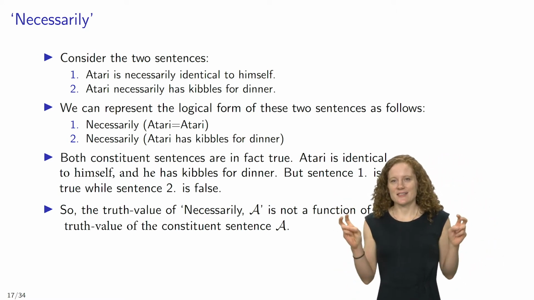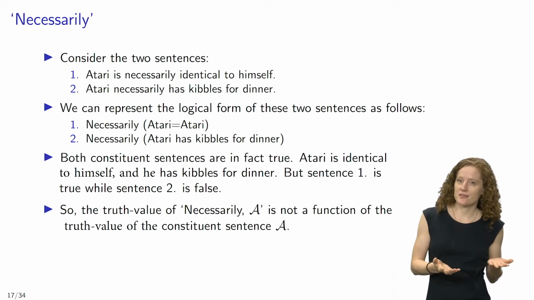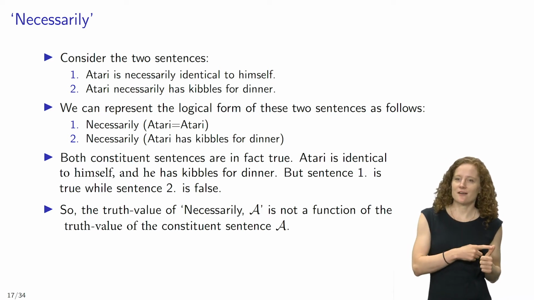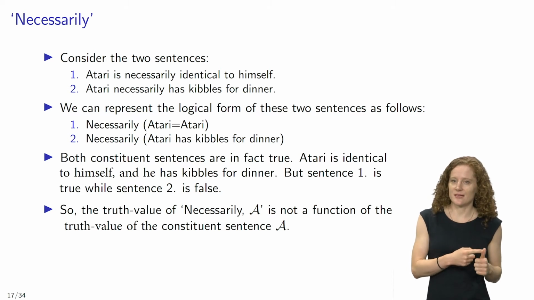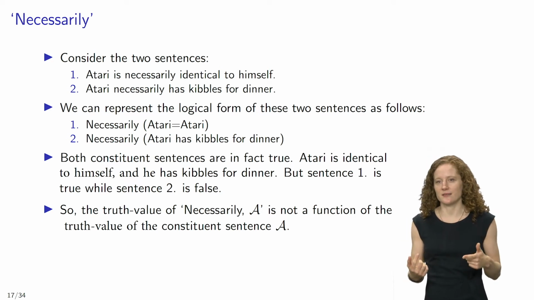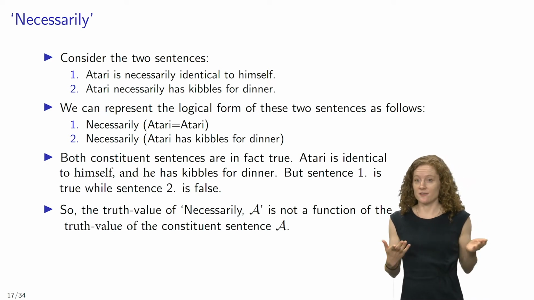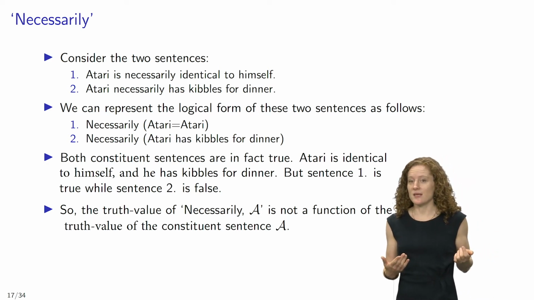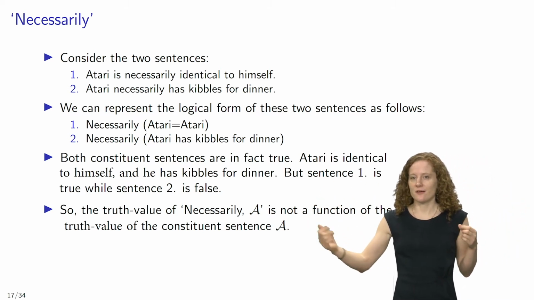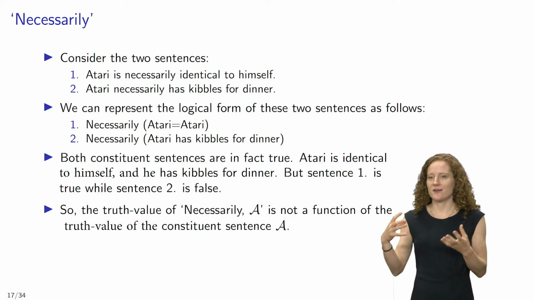The connective necessarily is not truth functional. And here's how we can show this. Consider the following two sentences. Atari is necessarily identical to himself, and Atari necessarily has kibbles for dinner. Both of these sentences contain the connective necessarily. We can represent the meaning of the first sentence as necessarily Atari equals Atari, and we can represent the meaning of the second sentence as necessarily Atari has kibbles for dinner.